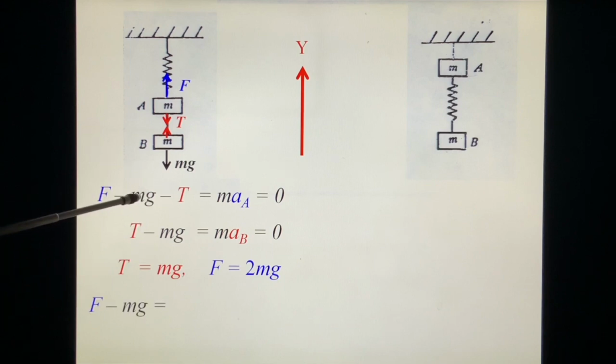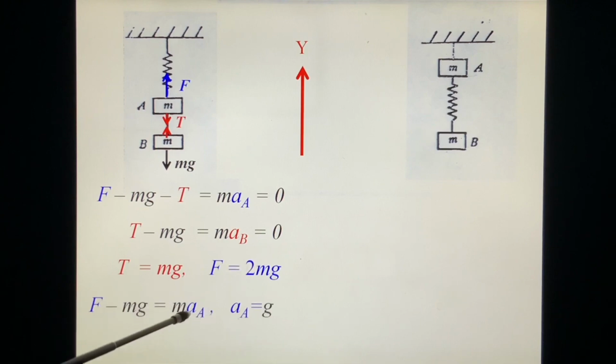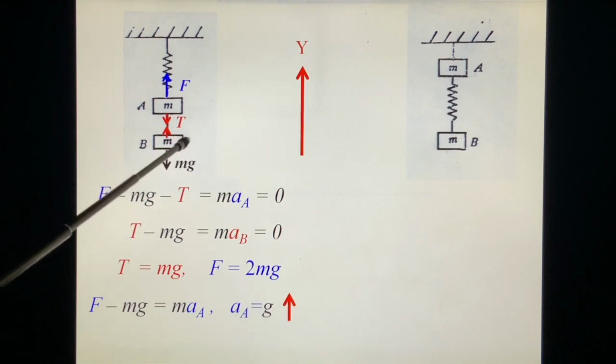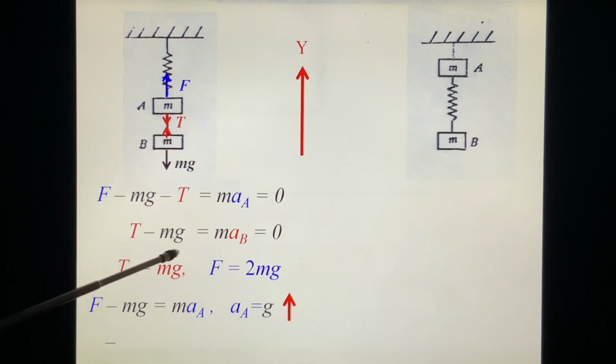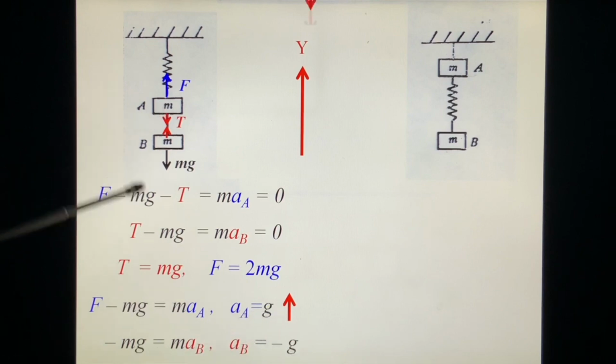Okay, so we look at this one. F minus mg equal to m·a. In this A, because F equals 2mg, 2mg minus mg equals mg. So aA at this instant is equal to g, in our direction going up at this moment. For block B, T equals 0 instantly, minus mg equal to m·aB at this time. So aB at this moment equals minus g, going down.